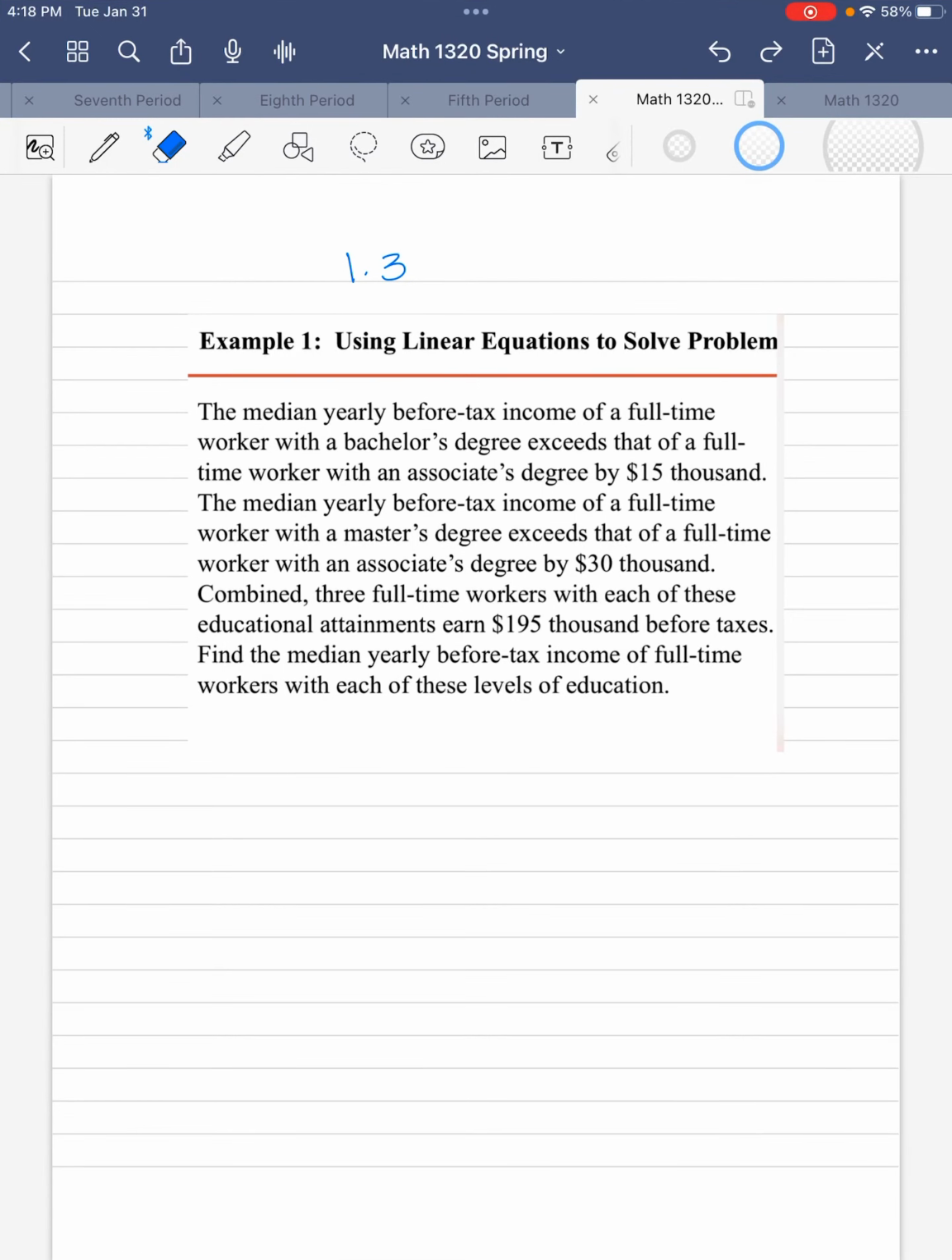Hey guys, today we're going to look at 1.3, and 1.3 is mostly word problems and talking about how to set up equations and solve them. So let's do a couple of examples together.